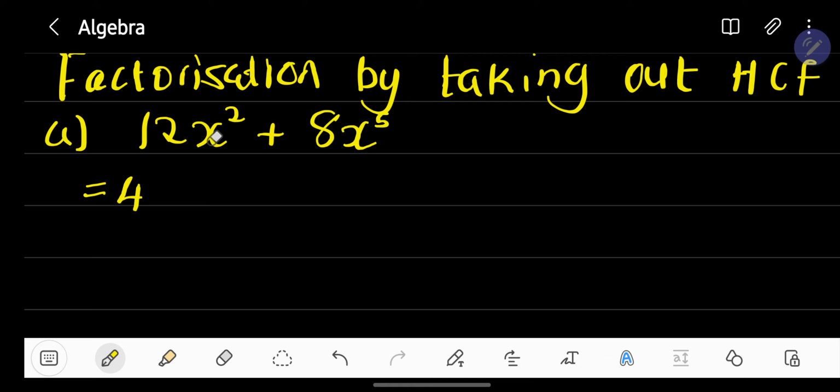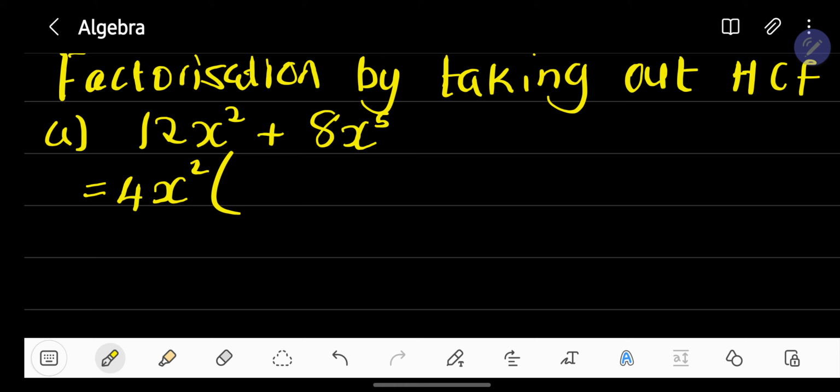You see, we have the two variables, x squared and x to the power of 5, right? They are both x, but the difference is the degrees. This one is squared, that one is 5. So you're going to take the squared one as your common factor, the lowest one, and then you open the bracket.